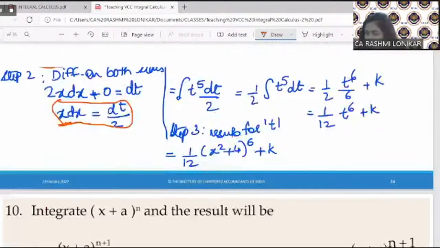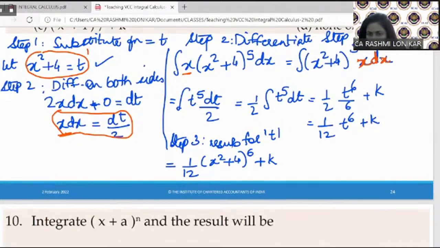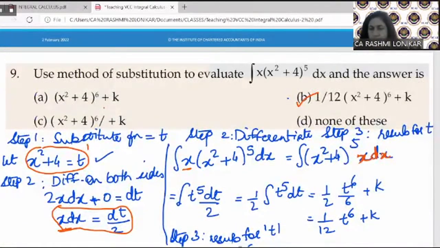Okay, Bala Lakshmi, you did not understand this 9th sum. So here, what are we doing? In substitution, first we are going to substitute for a function. Okay, we'll substitute it as t. The second step is to differentiate it.